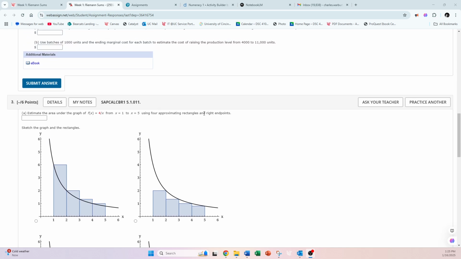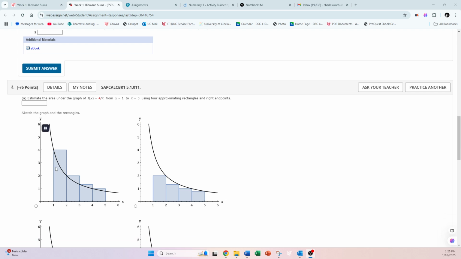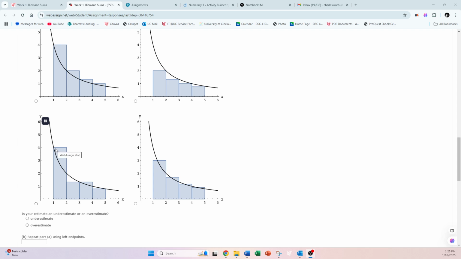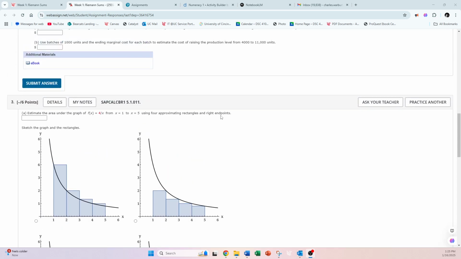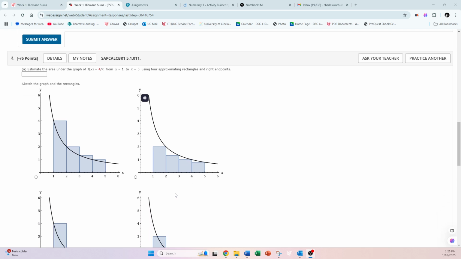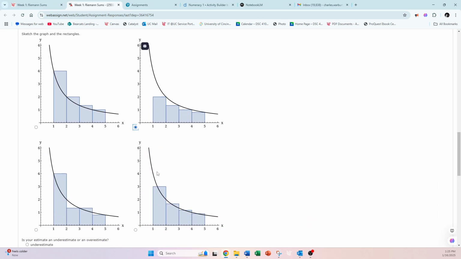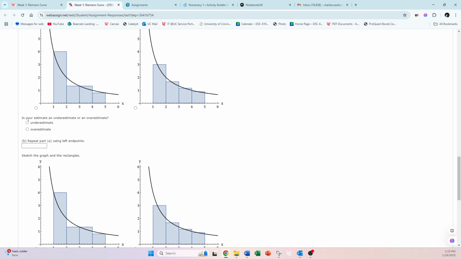So they want 4 approximating triangles at the right endpoints. So here's 4 approximating triangles from 1 to 5. That looks good. And all of these endpoints touch the graph on the right side of the rectangle. So here it touches it at the left side of the rectangle. We don't want that. Left side of the rectangle, no good. The middle of the rectangle, no good. We want it touching on the right endpoints. So that's this graph. Okay, and then it says, is your estimate an underestimate or overestimate?